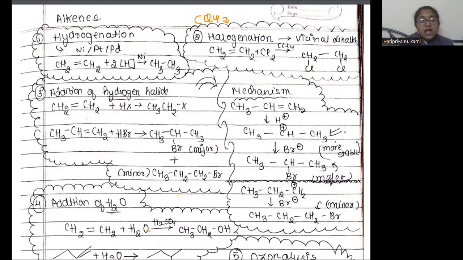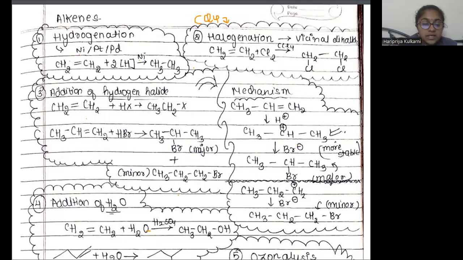So third is addition of hydrogen halide, right? Hydrogen halide, break it down: hydrogen H, halide X. Again, we're doing it for alkene. So CH2 double bond CH2, the simplest alkene we are taking, plus HX, that is hydrogen halide, will give us CH3CH2X. Right? The simplest example is CH3CH double bond CH2 plus HBr.